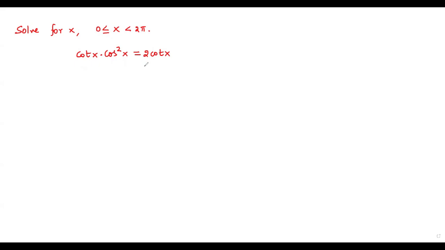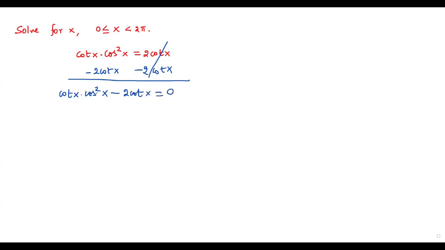So first let me make the right side 0. For that we have to get rid of this 2 times cotangent of x. For that I subtract 2 times cotangent of x from both sides of this equation. Let me do it. So when I do so, this positive value, negative value will cancel. I'm getting cotangent x times cosine square x, negative 2 times cotangent x equals to 0.